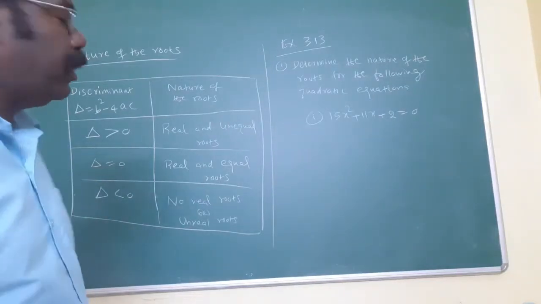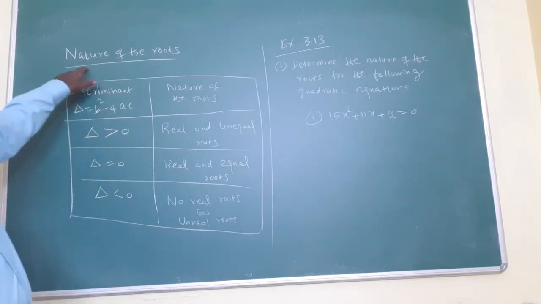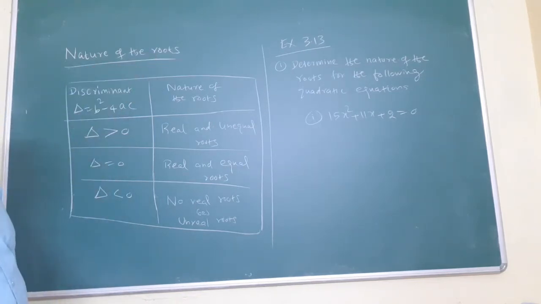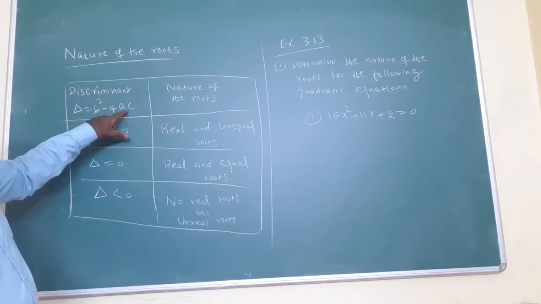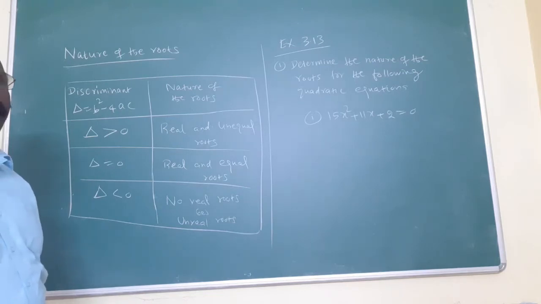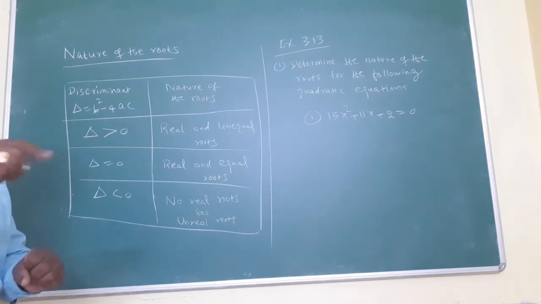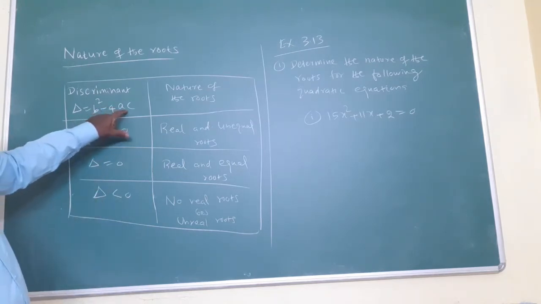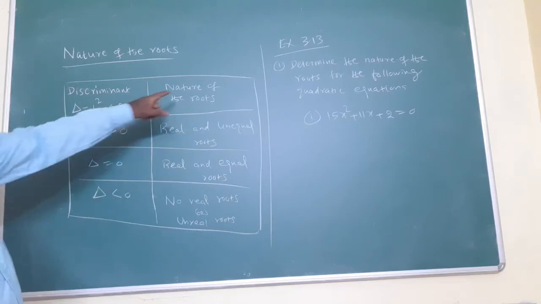Good morning, students. Now, the next concept: nature of the roots. This is called nature of the roots. Discriminant, that is delta. Simply, delta equal to b squared minus 4ac. And you know the formula, x equal to minus b plus or minus square root of b squared minus 4ac by 2a. The inside of the square root, b squared minus 4ac, will be delta. This value becomes the nature of the roots.